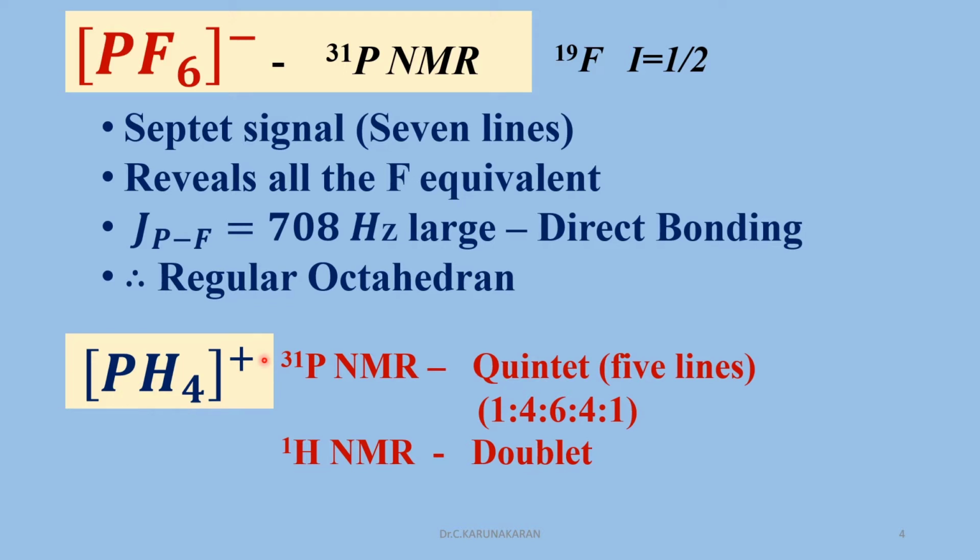PH4 plus, like the NH4 plus ammonium ion, is the phosphonium ion. Using phosphorus 31 NMR, phosphorus 31 couples with the 4 protons to give a quintet, 5 lines, n plus 1 with intensity ratio. Whereas in proton NMR, all the protons are equivalent. They couple with the phosphorus, I equal to 1/2.